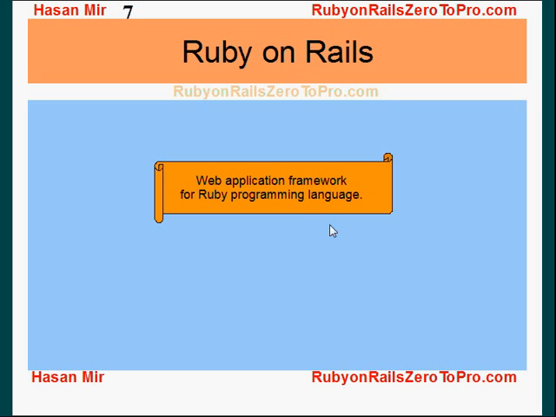Now let's talk about Ruby on Rails. Rails is a web application framework for Ruby programming language. Ruby on Rails is an open source framework. It's also known as just Rails or ROR. It is intended to be used with an agile development methodology. It's used for short client-driven projects. It was created in July 2004.